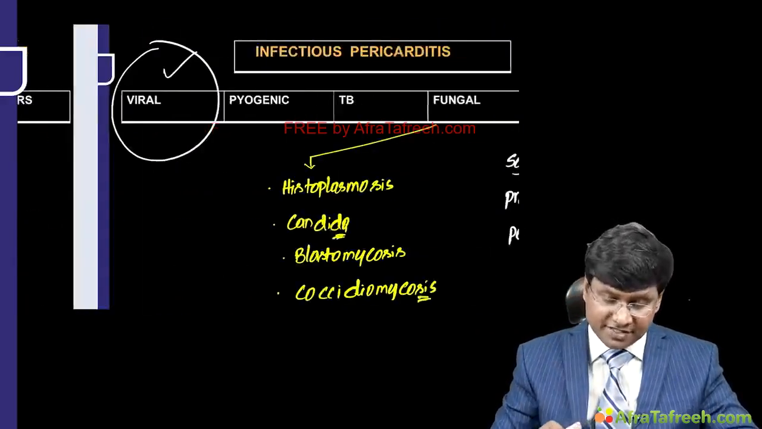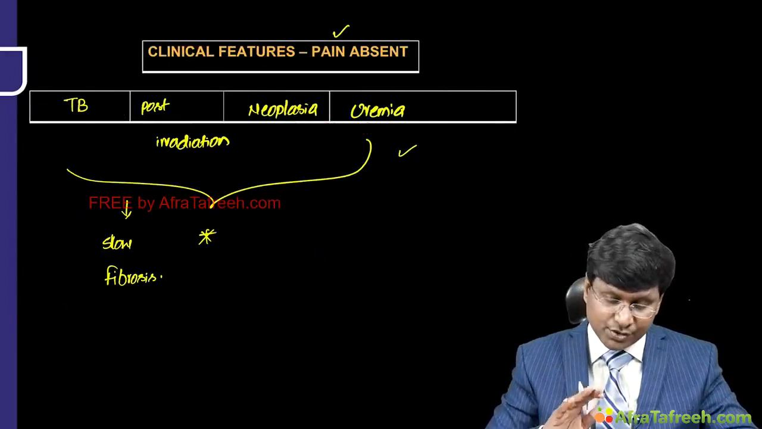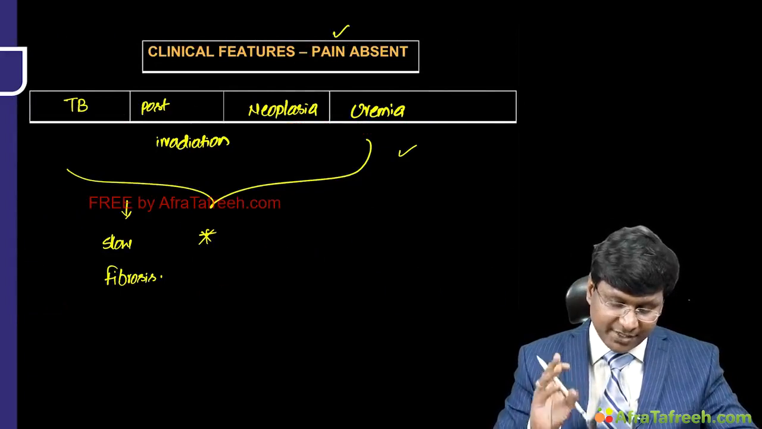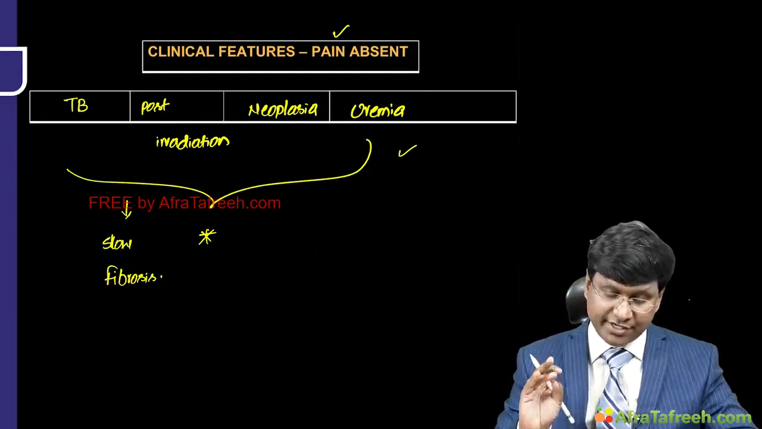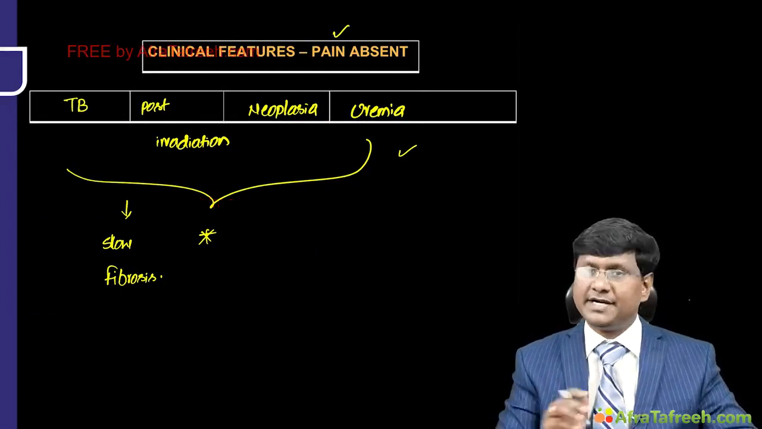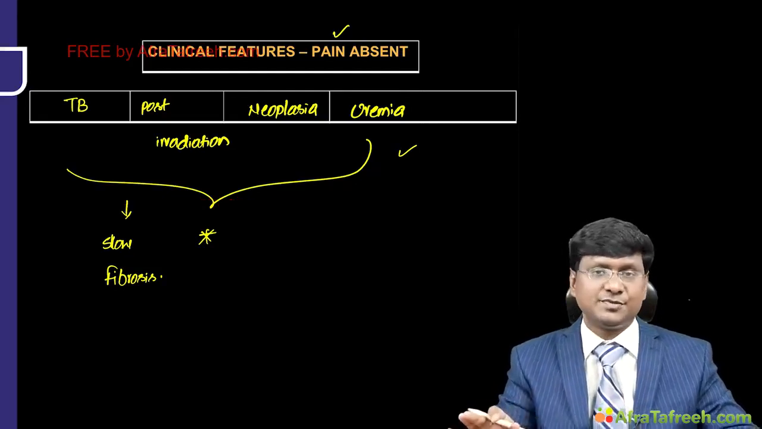But remember, for some of the etiologies causing pericarditis, you don't have chest pain. What are those etiologies? Tuberculosis, post-irradiation, neoplasia, and uremia causing pericarditis. In these cases, you don't have chest pain at all.